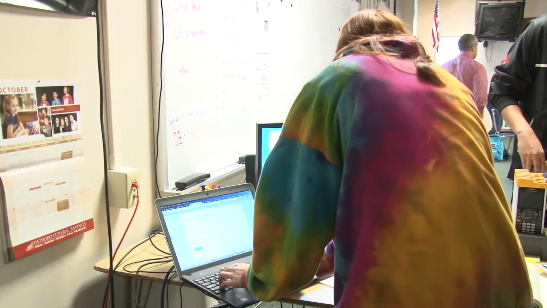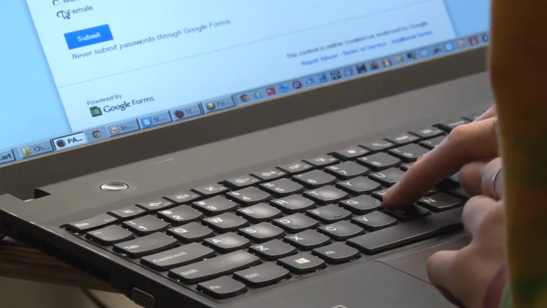It's basically just a fun way to go about gathering data that we can then do some interesting things with and start analyzing it.